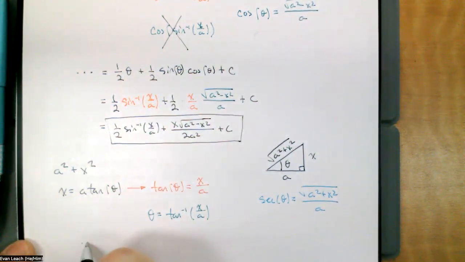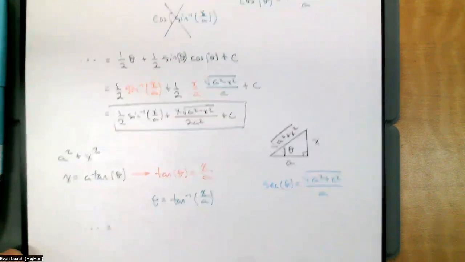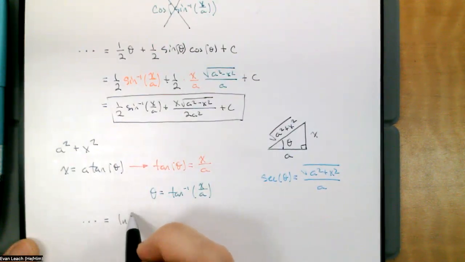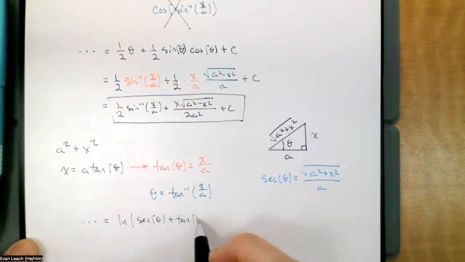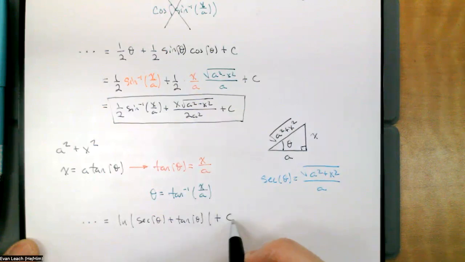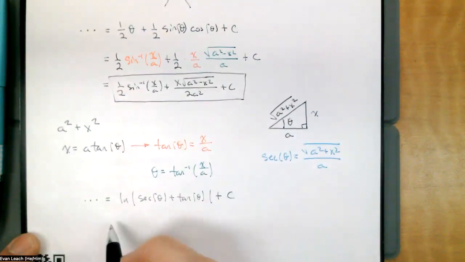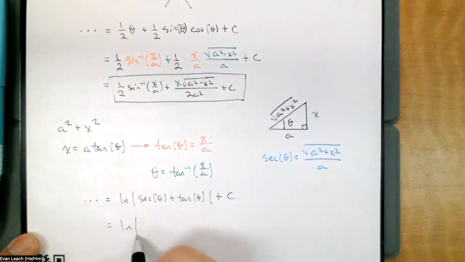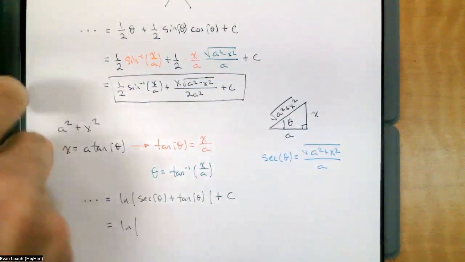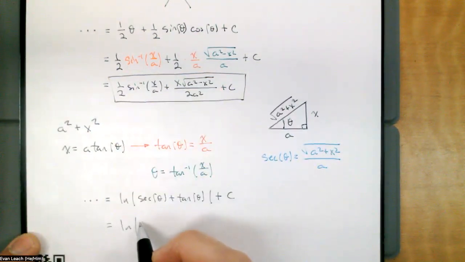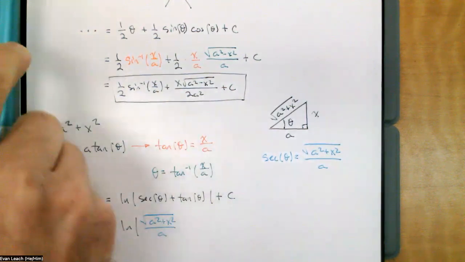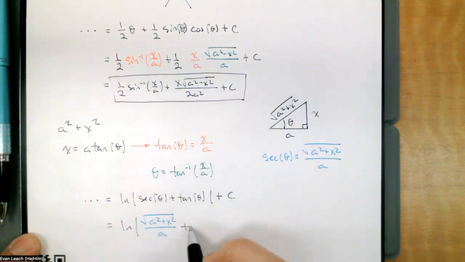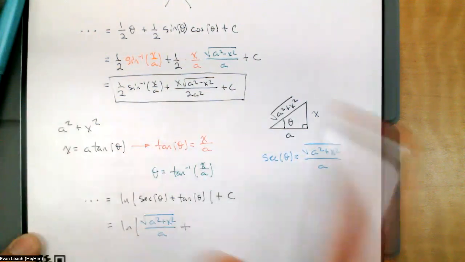So if we had done some trigonometric substitution and ended up with a theta antiderivative of natural log of absolute value of secant theta plus tangent theta plus c, then we would go in and replace secant theta with our expression in x. And replace our tangent theta with an expression in x.